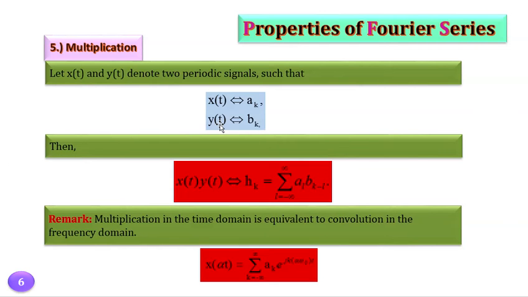If you have two functions in time domain, x of t and y of t, imagine that you are showing the Fourier series coefficients of x of t with a_k, and you're showing the Fourier series coefficients of y of t with b_k, the multiplication of x(t) times y(t) will become a new function. This new function can be indicated with new Fourier series coefficients. Let's call them h_k. This h_k is the convolution of this one and that one.